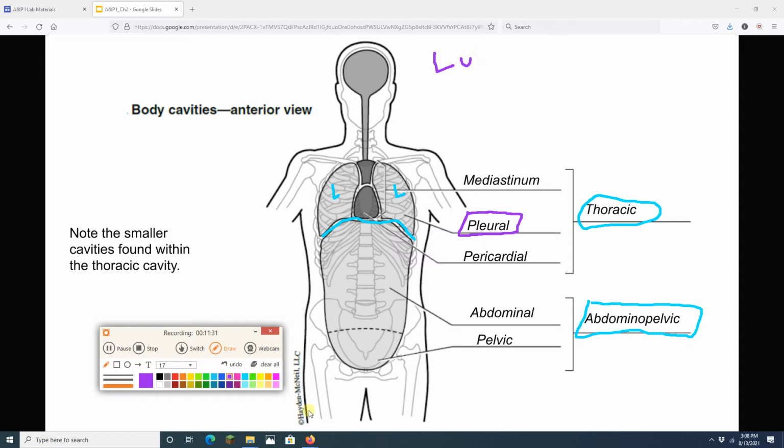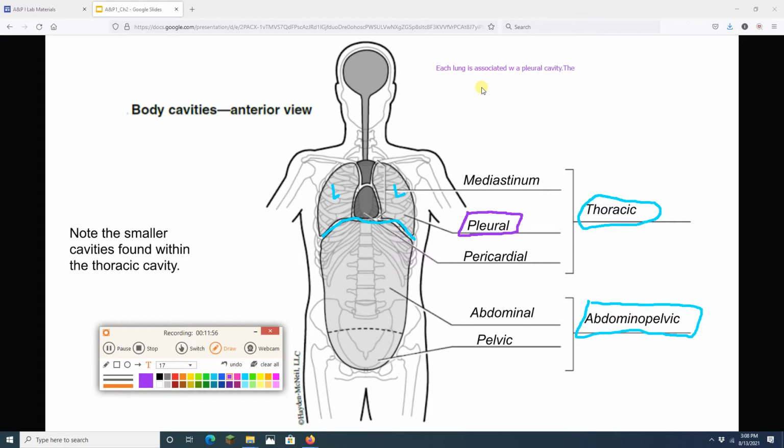Each lung is associated with a pleural cavity.